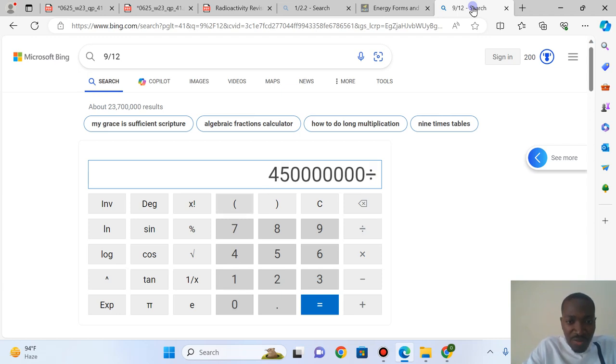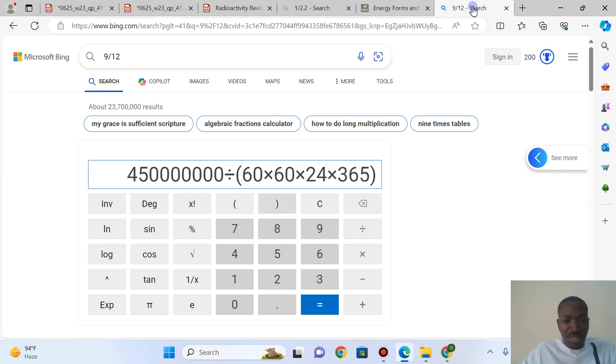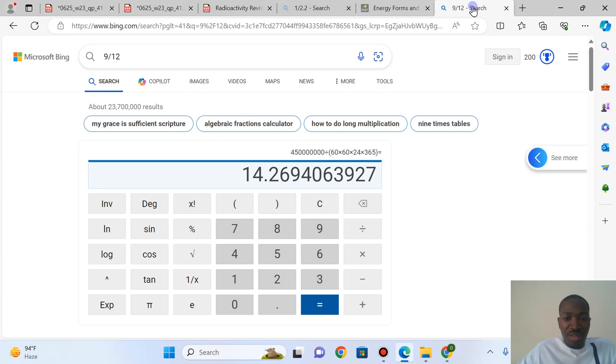I want to convert this from seconds to minutes, then from minutes to hours, then from hours to a day, 24 hours make a day, and from a day to a year, 365. So I'm converting this to years now. Let's see how many years I have. I have 14 years.